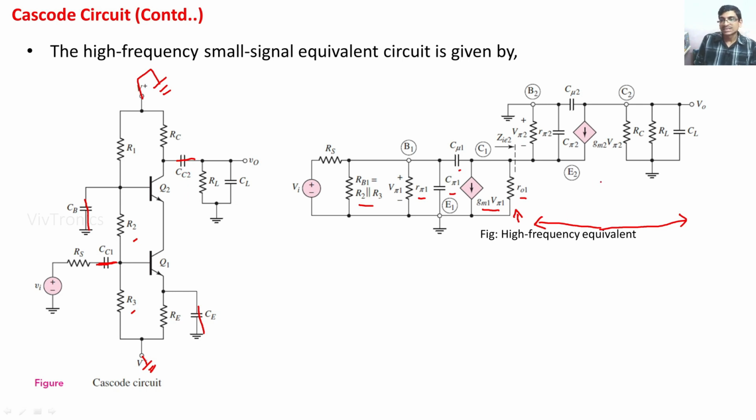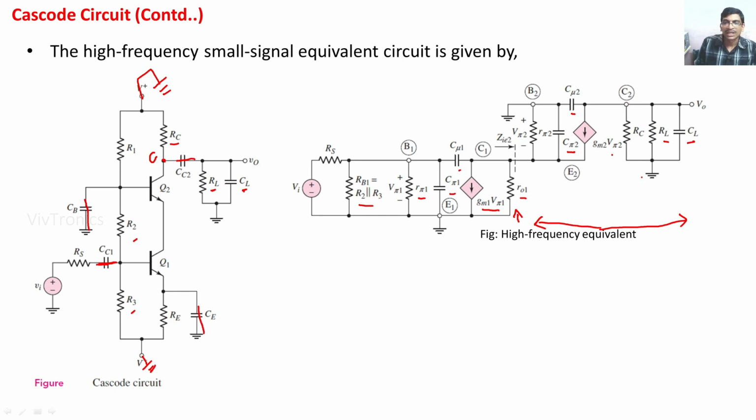Now we can draw the second stage, which is the CB configuration or CB amplifier high frequency equivalent circuit. So the equivalent circuit for the transistor will be given as Rpi2, Cpi2, Cmu2, gm2 Vpi2, and we assume Ro2 as open circuited. At the output side we have the RL resistor and CL in parallel. RL and CL are shown here, and RC is also in parallel with these, starting from the collector terminal of the CB configuration to the ground.